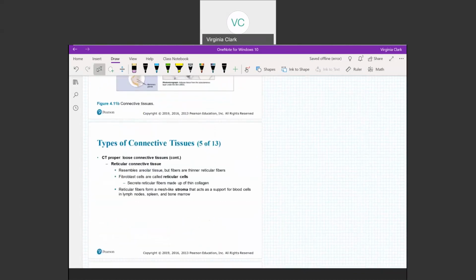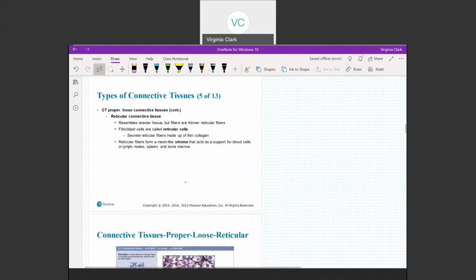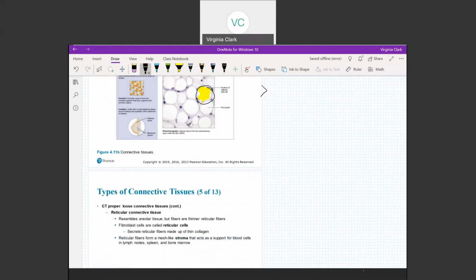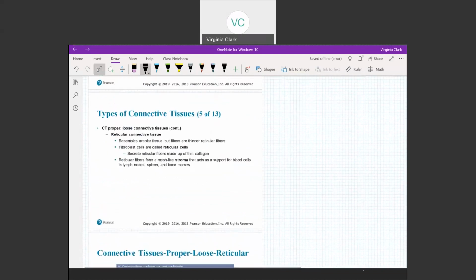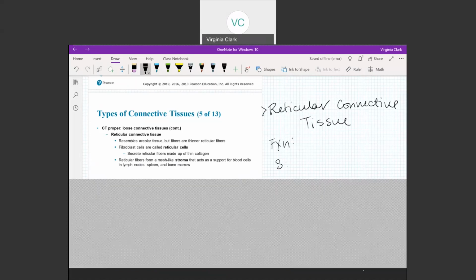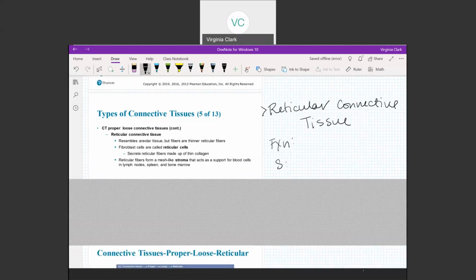The other type we're going to have is your reticular connective tissue. Looking at this reticular connective tissue, with the function, structure, and location, its structure will actually look very, very, very similar to areolar.